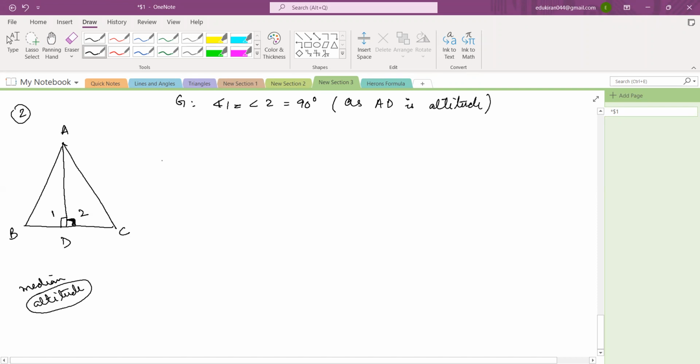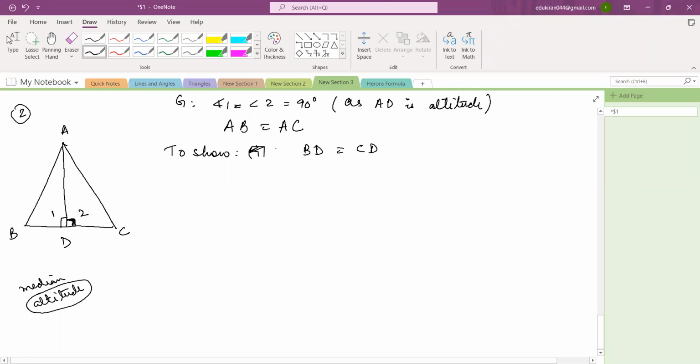Okay, so what does it say? Read the question fully. AD is an altitude of an isosceles triangle ABC, in which AB is equal to AC. So what do we have to show? First, AD bisects BC. So you have to show that BD is equal to CD.